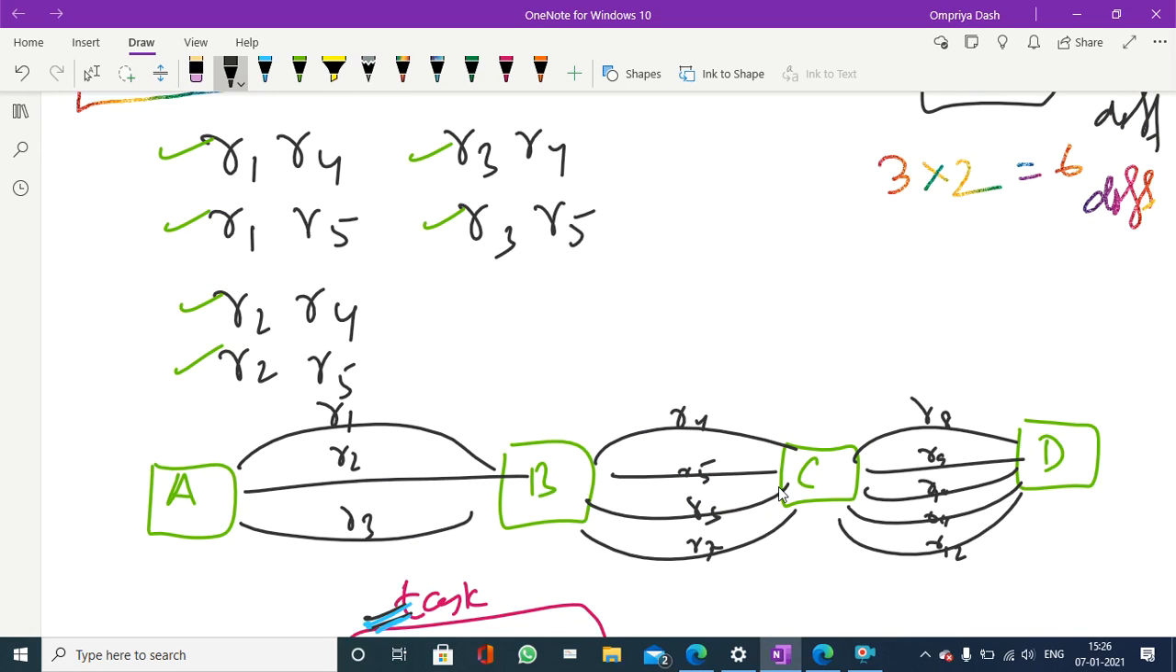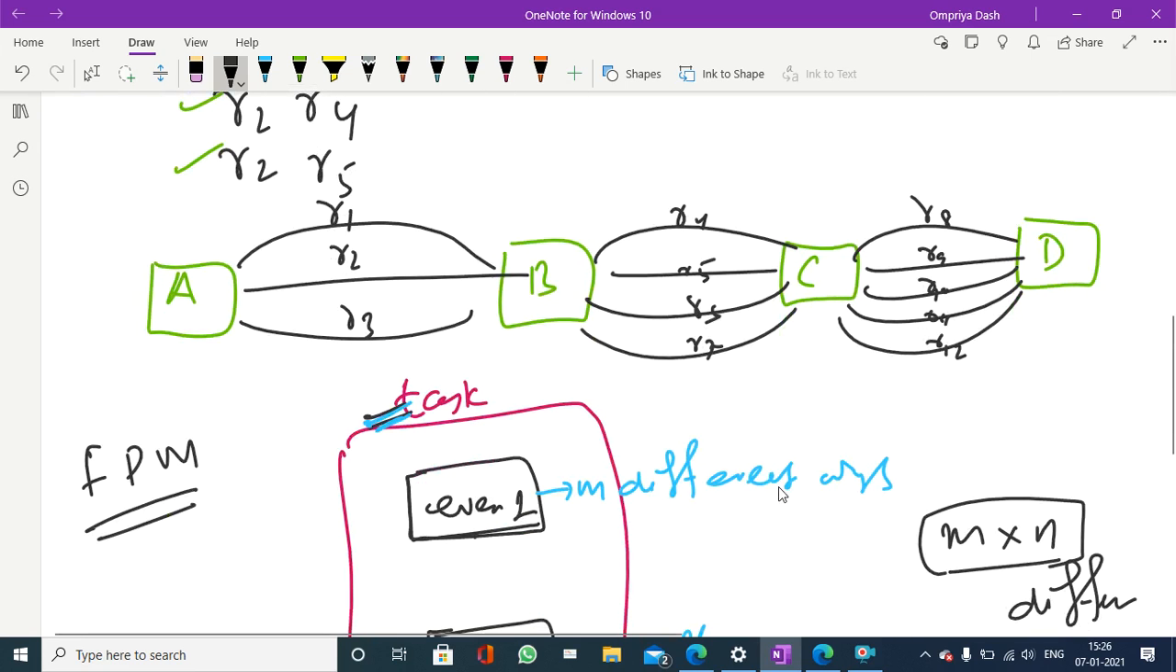Now, in order for that task to be complete, 3 events have to happen one after another. First event, you have to go from A to B. Second event, you have to go from B to C. Then third event, you have to go from C to D. After these three events happen one after another, only then is the entire task complete.